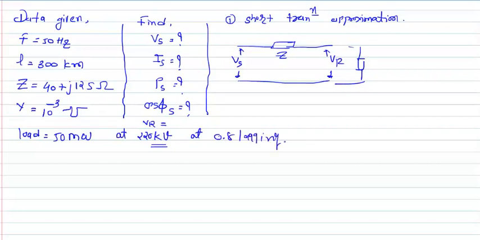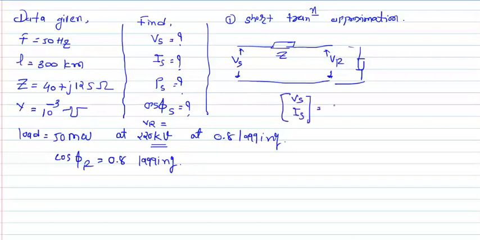So what do you mean by 0.8 lagging power factor? Your cos phi r is already given, that is 0.8 lagging. So these are the data. Now this load is given, and we already know the ABCD parameters for this short transmission line model.